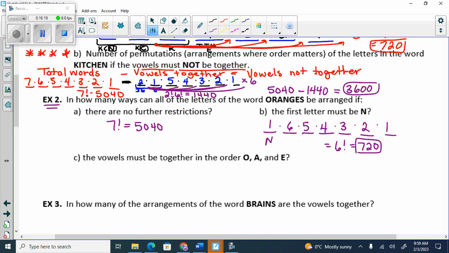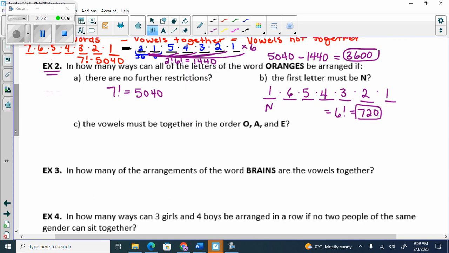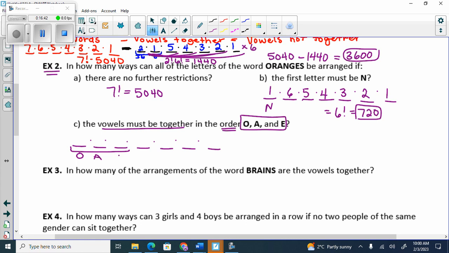Then the vowels must be together in the order O, A, E. So the vowels must be together, and they have to be in this order. So no 3, 2, 1s at the front. So I'm going to hook these together. They have to be in the order O, A, E. So it's 1, 1, 1. Right? Not 3, 2, 1. And then we have 4 left. Then 3, 2, 1. If it said together at the front, we would be done. But it just says together.